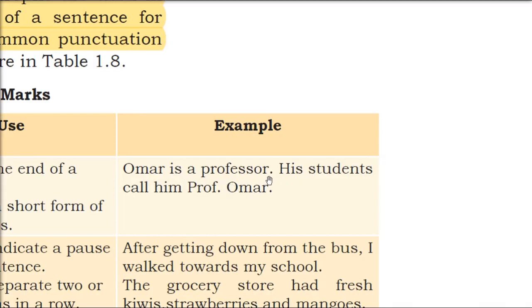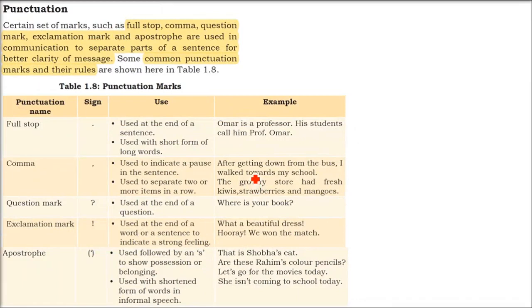Omar is a professor. Sentence is finished. His students call him Professor Omar. Now there have to be some pauses, some breaks. In traffic also you have stop signs, you have green signals, you have zebra crossings. So whenever you speak, this should correspond to what you're writing also.